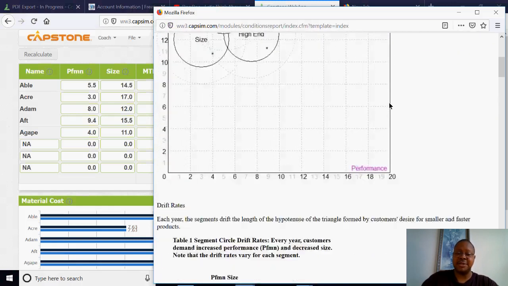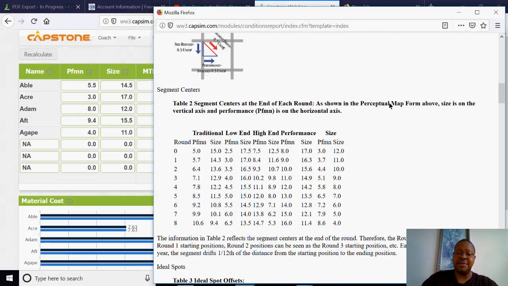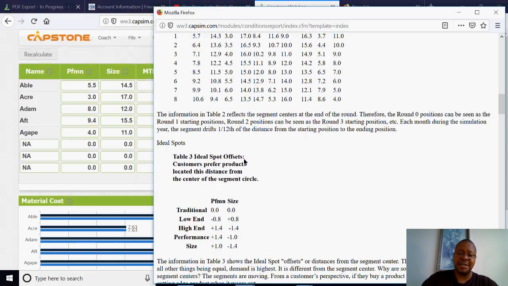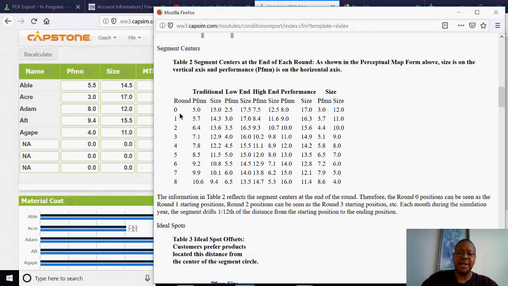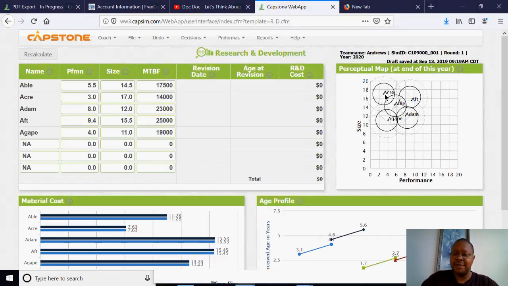Two things I like to do. There are a number of ways to figure out R&D and moving it, but I think the best way is to look at the center segments of each round and then look at the ideal offset for each round. For example, in round 1, the traditional, well, we'll go to the low end. The low end is a performance size of 2.5 and 17.5. The center spot for the low end right here is about 2.5, and as you see it goes up to about 17.5. But that's not the offset. That's not the ideal spot.